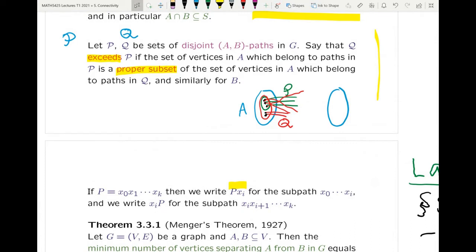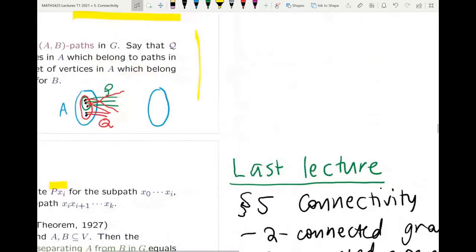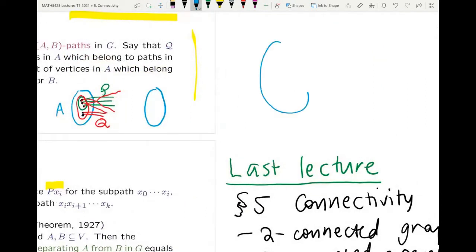It needs to exceed Q. Q needs to exceed P in both A and B, so both sides. So here's a small example. And remember, A and B might intersect. I don't always put that in my pictures.